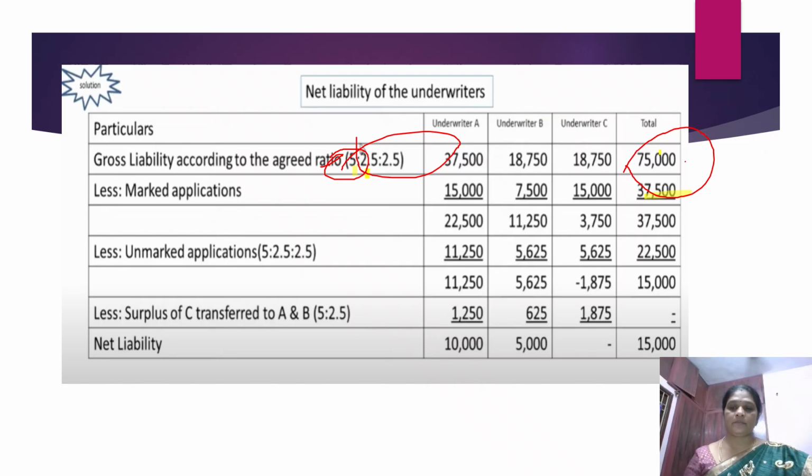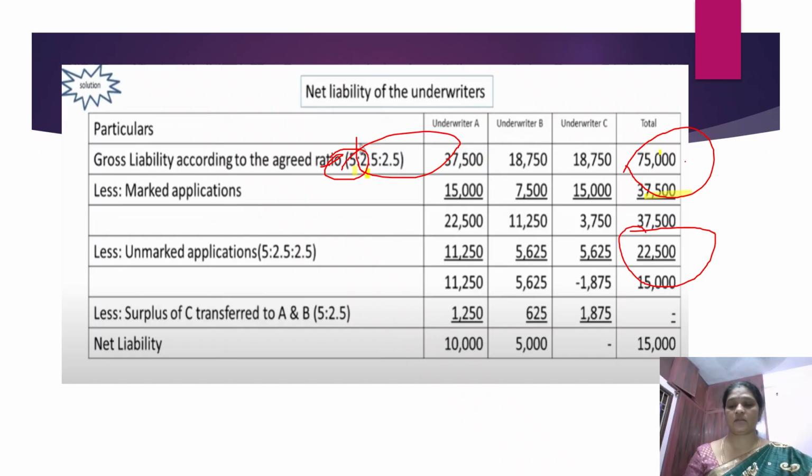Again, the company has unmarked applications. Unmarked applications means the stamp is not mentioned for any particular underwriter. We need to find the unmarked applications if they are given in the problem. The problem gives a total amount of 22,500. This 22,500 is divided according to the ratios, that is 5 is to 2.5 is to 2.5.